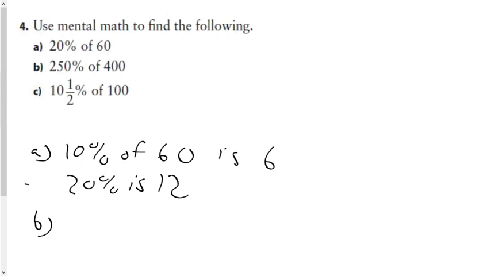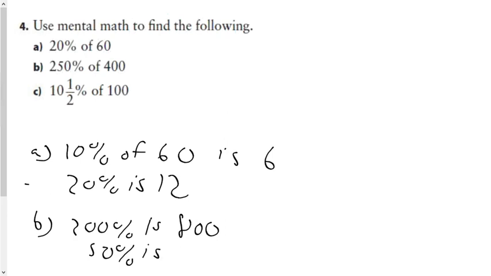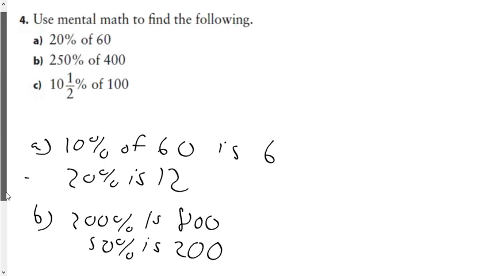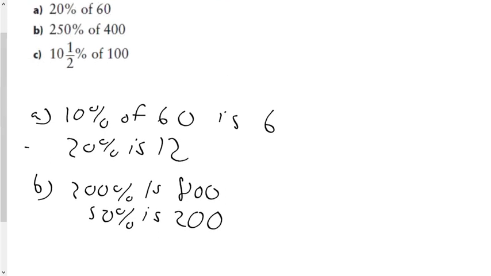For B, 250%. 200% is doubling it, so that's 800. Calvin, how do I get 50%? How much would that be? You took the long way around that answer, but yes. So 50% is half of 100%. So therefore, 250% is 1,000.